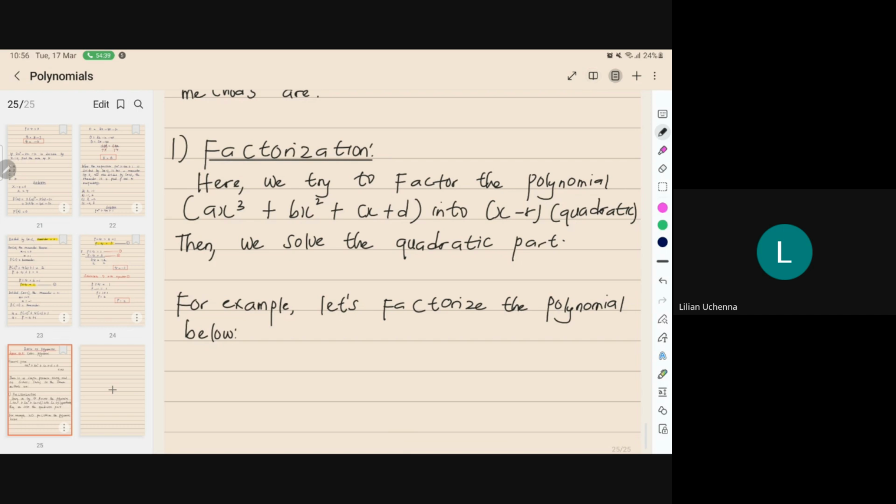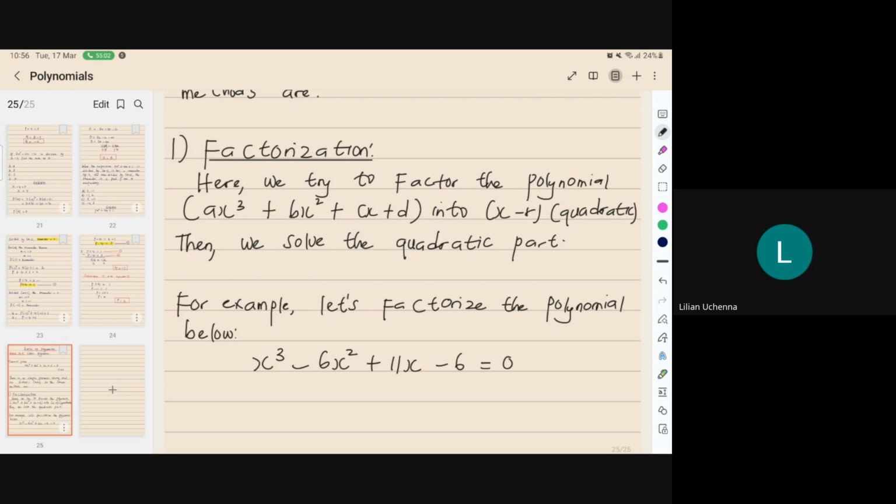So let's say we have x cubed minus 6x squared plus 11x minus 6 is equal to 0. And we're asked to factorize and find the root of this very equation. So what can we do here to factor this out? What can be done, right? Remember what I told you?